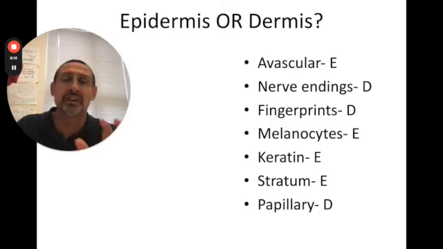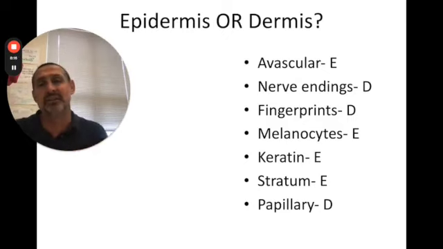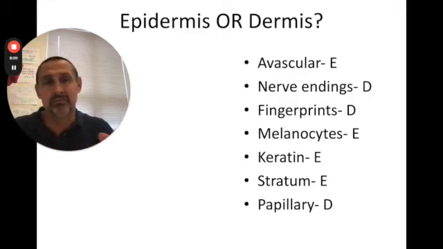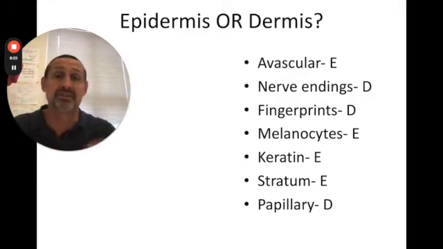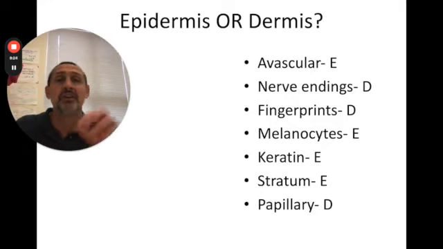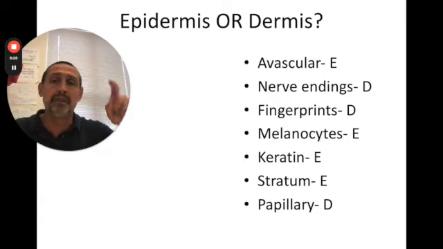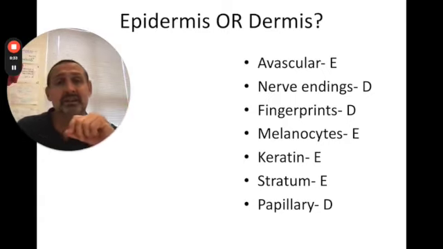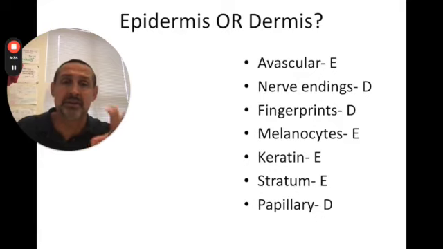So if you look at some of these characteristics, we can put them in the categories epidermis or dermis. So avascular means without blood vessels. That's epidermis. You don't have blood vessels in your epidermis. Nerve endings are mostly dermis. That bumpy layer in the dermis makes up your fingerprints. Melanocytes are in your epidermis. They produce melanin. Keratin is associated with your epidermis.